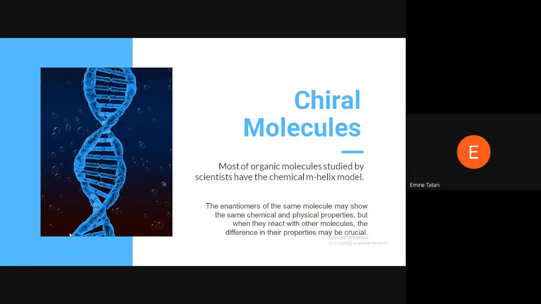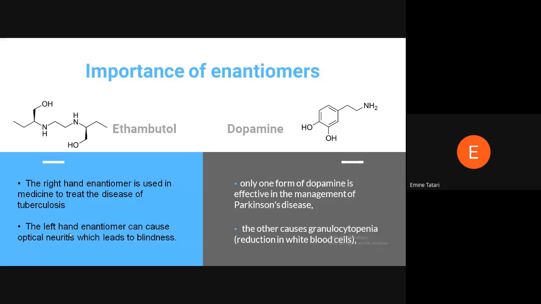Here we have the importance of differences in enantiomers and the different properties they possess when they react with different materials. The first example is ethambutol, and the right-hand enantiomer of this chemical is used in medicine to treat the disease of tuberculosis. Meanwhile, the left-hand enantiomer can cause optic neuritis, which leads to blindness.